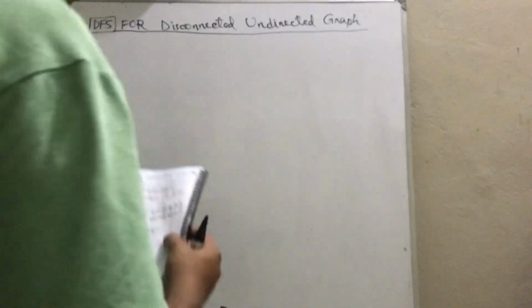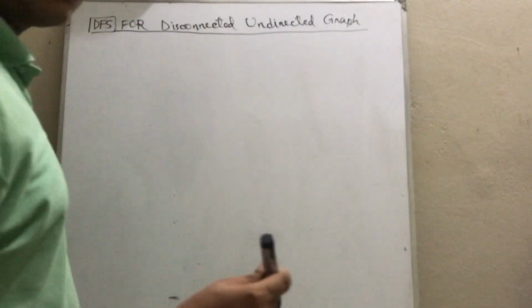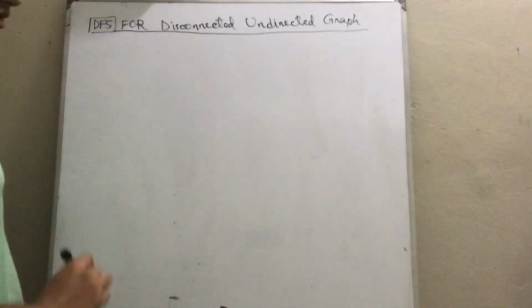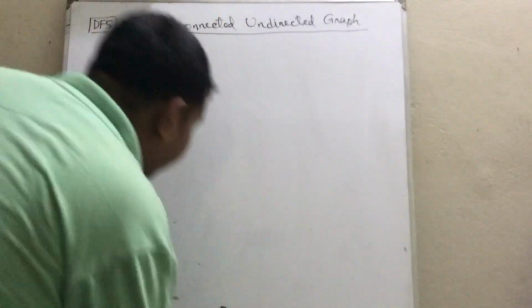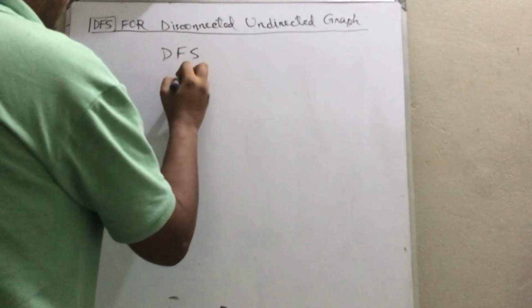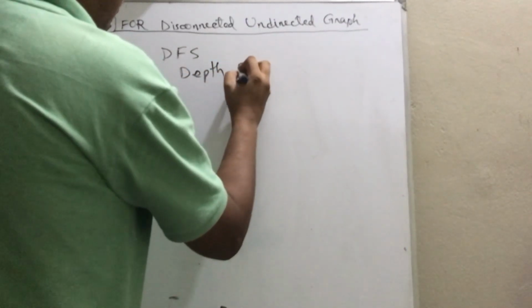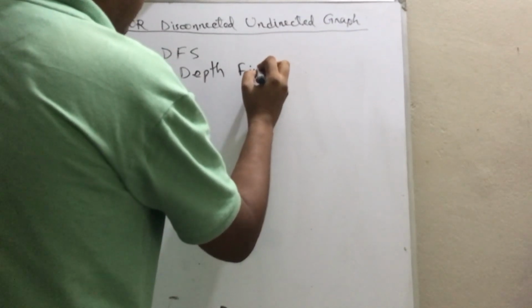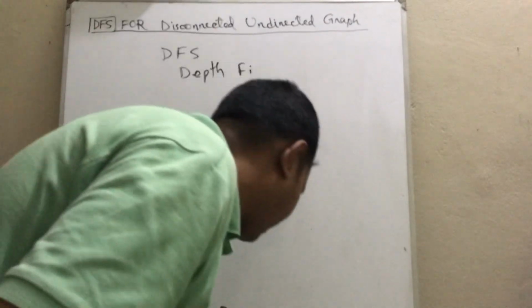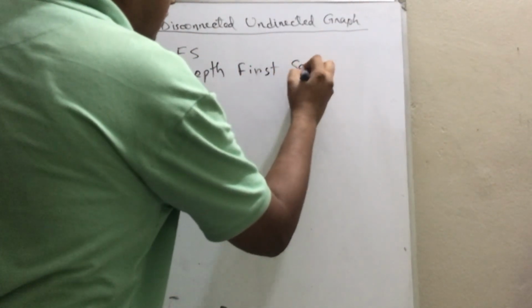Let's start. Today we will talk about one of the most common graph traversal algorithms called DFS. DFS means depth first search.